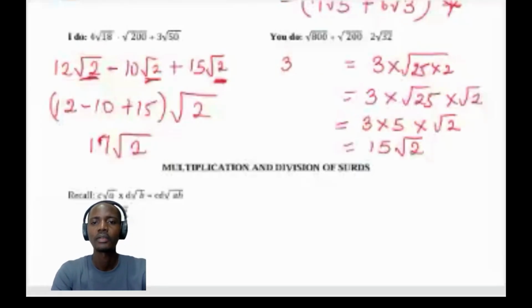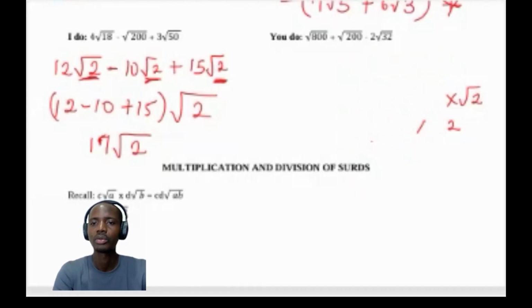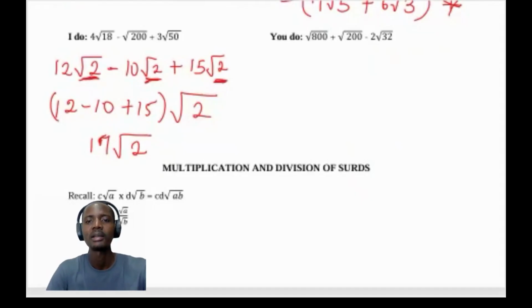Okay, so with the knowledge of what we have done, I need you to attempt this. Root 800 plus root 200 minus 2 root 32. So it is important to ask if they are similar. We need to check if they are similar. If they are similar, we should be able to add them. So root 800. Pause the video and attempt it.